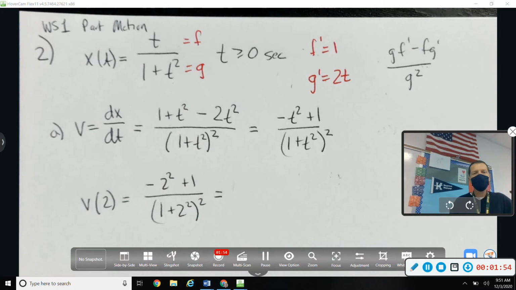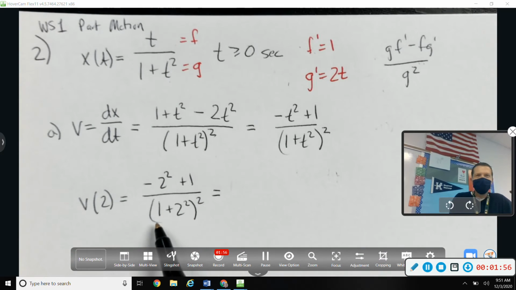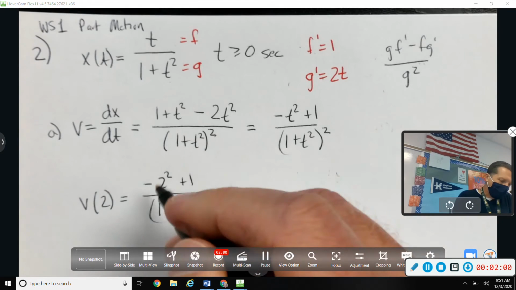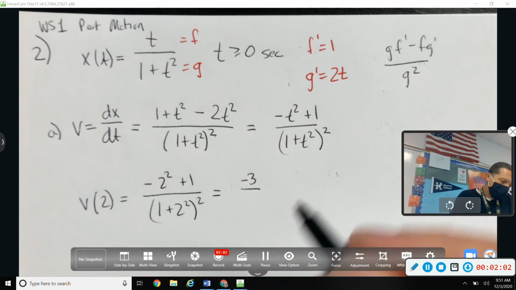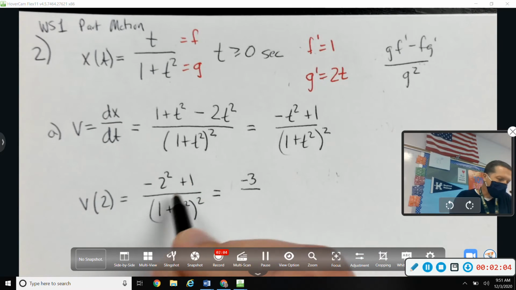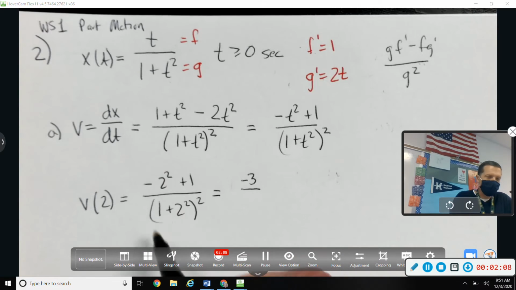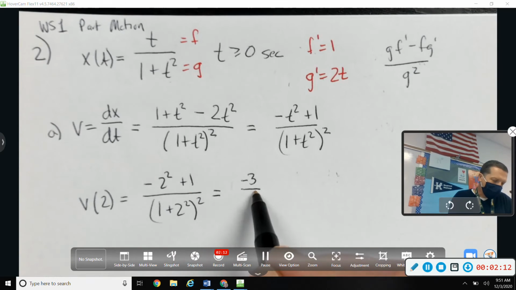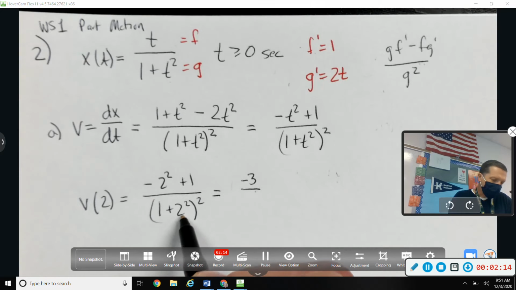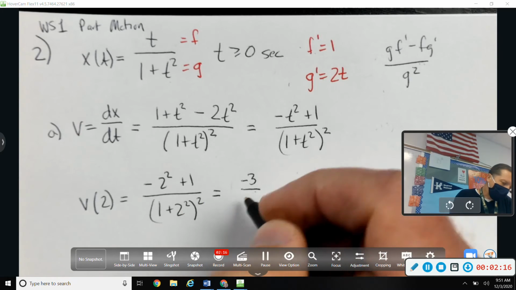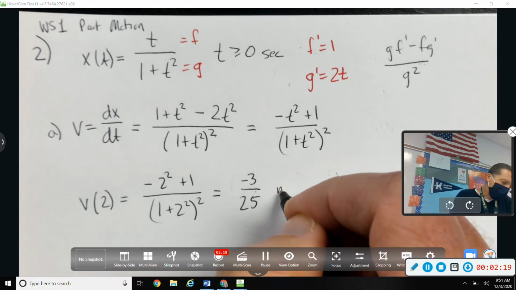For t. And you may remember that's a safe stop. I could leave that right there and be okay. Negative 3, but I don't know. I'd like to know what the velocity is other than just some expression with squares in it. So I'm going to keep going. Negative 4 plus 1 is negative 3. 1 plus 4 is 5, and then square that, we get 25.